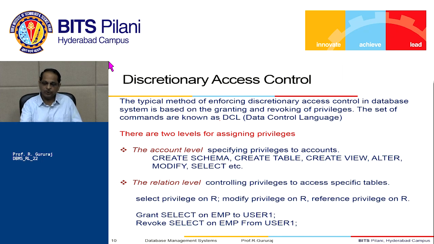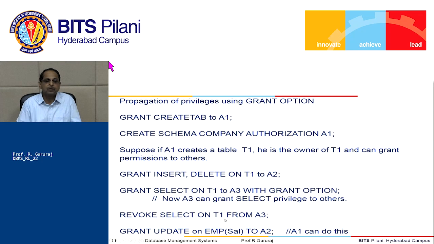For example, grant select on employee table to user 1. That means the administrator is granting the select privilege wherein user 1 can perform the select operation on the employee table. Once this is given, the user is capable of performing that operation on the given object, that is the employee table, and the DBA can revoke at any point of time, depending on the need. The DBA can revoke the select privilege granted to user 1 on the employee table. It is possible.